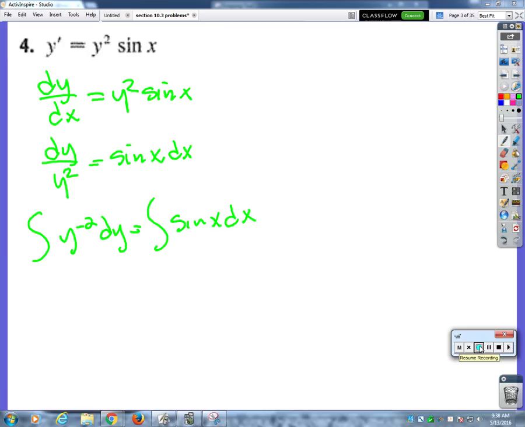antiderivative of y to the negative 2 is negative y to the negative 1. Yeah, we'll write it like that in a second. Equals antiderivative of sine of x is, no, negative cosine. Yeah, antiderivative, right.